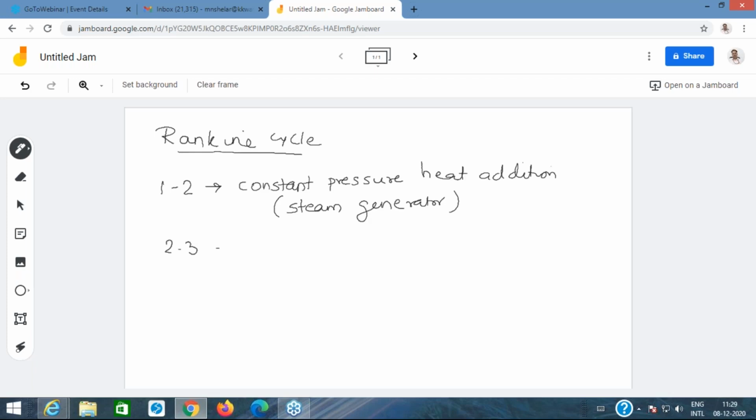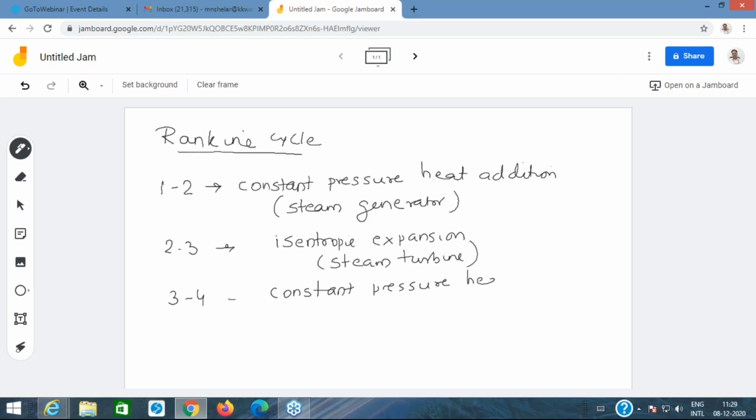The next process is isentropic expansion, which is an ideal process which should happen in a steam turbine. An ideal process for a steam turbine is isentropic expansion, followed by a constant pressure. Yes, Kamlesh, you are right. Constant pressure heat rejection, which is an ideal process for the condenser.